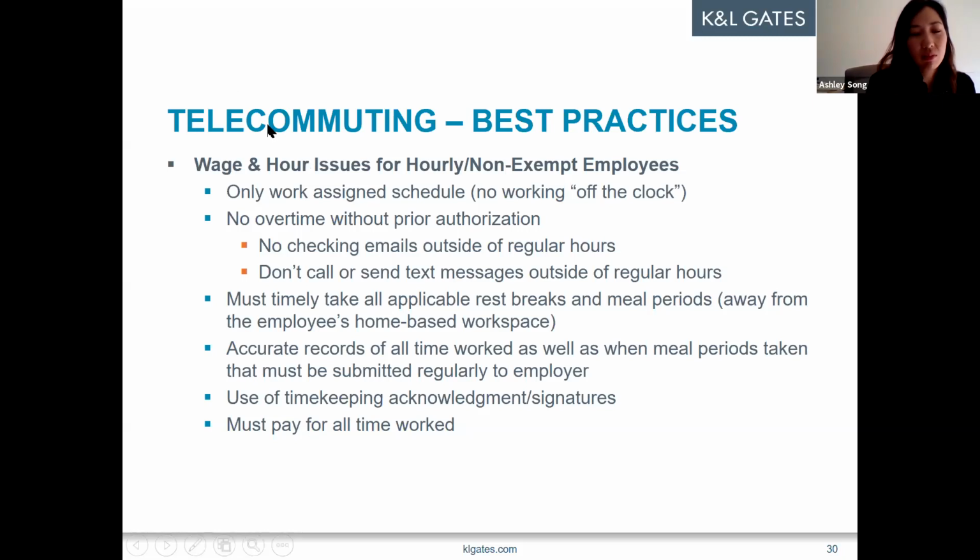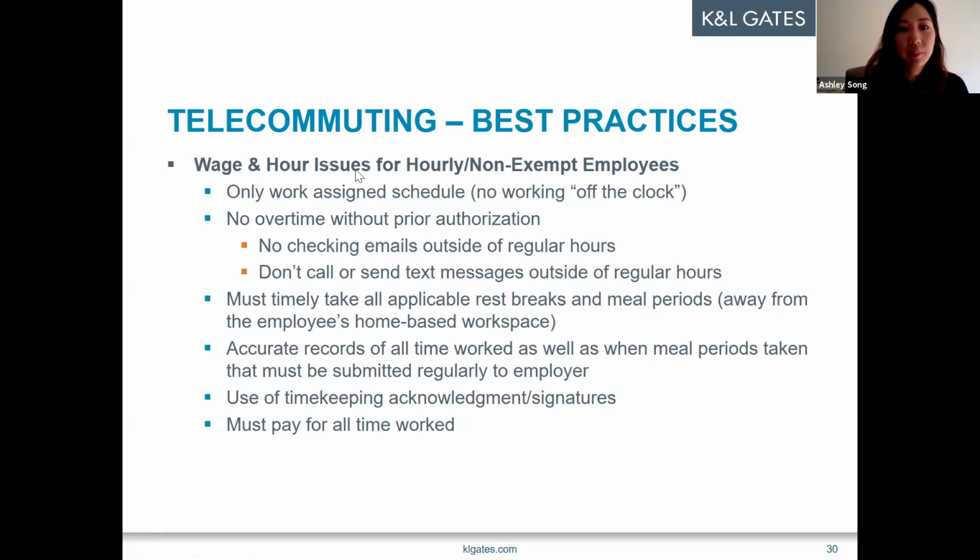And again, you must pay for all time worked. We want to encourage no off the clock work and no overtime without prior authorization, but the employer needs to compensate the employees for all time worked to avoid these kind of claims coming forward.